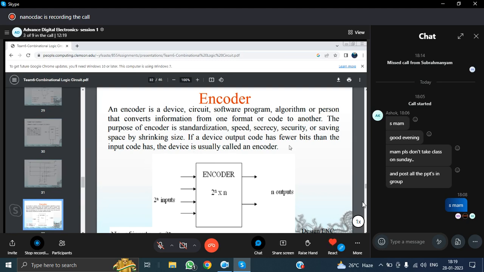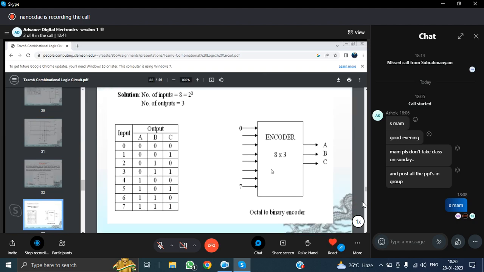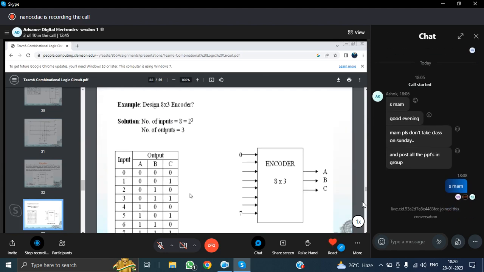If the device output code has fewer bits than the input code has, the device is usually called an encoder. If for 2 power n inputs you are getting only n outputs, then it is nothing but an encoder. If there are more inputs and fewer outputs, that is definitely an encoder. How do you design an encoder? I asked you to design an 8 by 3 encoder.